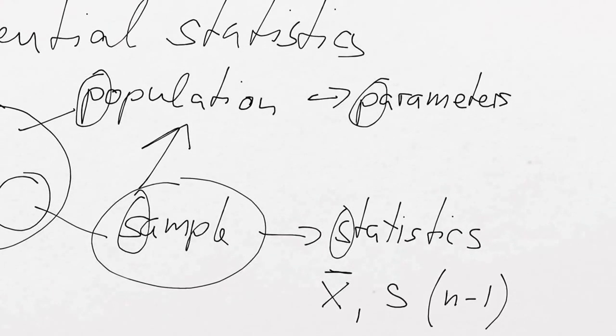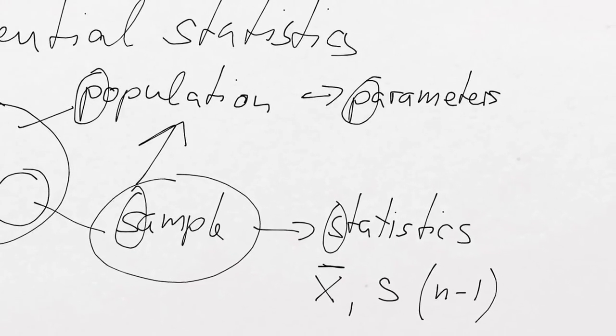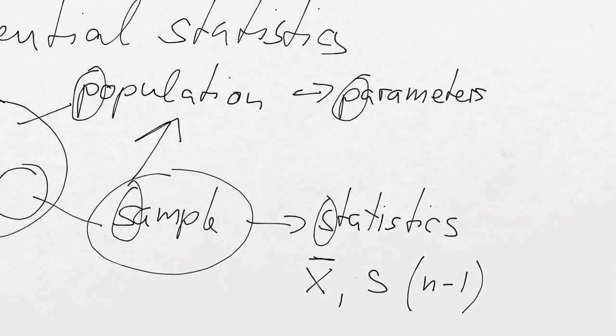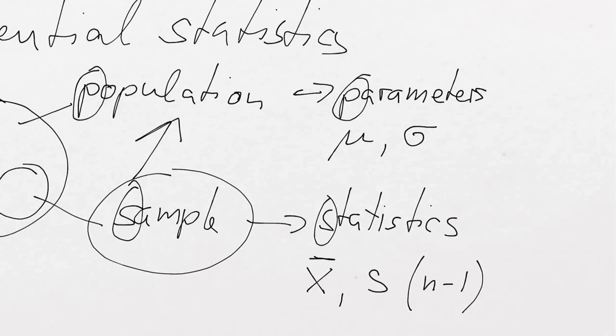A population is characterized by a mean, but in order to indicate that we are now dealing with a population, this mean is abbreviated with the Greek letter mu. So that's the mean. And the standard deviation of the population is abbreviated with Greek sigma. So this, in a way, helps people already to realize that these are two different things.